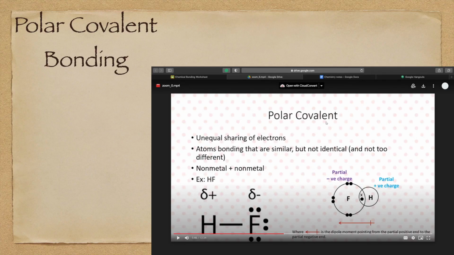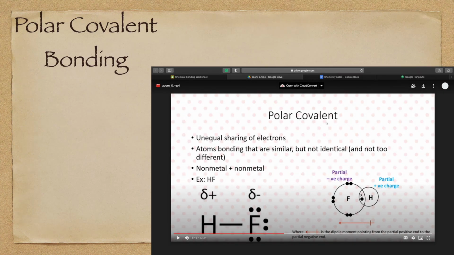Then we have polar covalent bonding, which is the unequal sharing of electrons. The atoms bonding are similar but not identical, and not too different. That means they both have to be non-metals. There's no exception for that. And they both are sharing the electron. This is quite different from ionic bonding in the way they're sharing it, but one of the atoms is mainly using the valence electron.